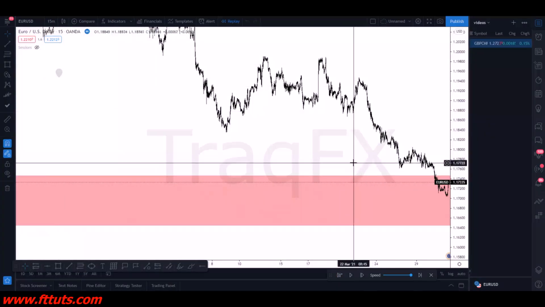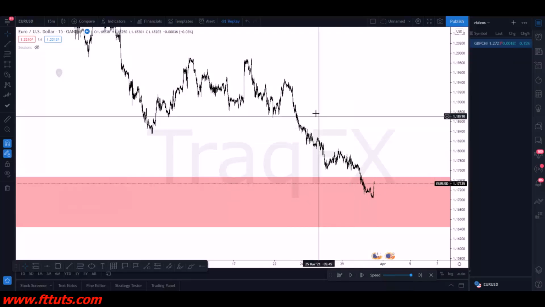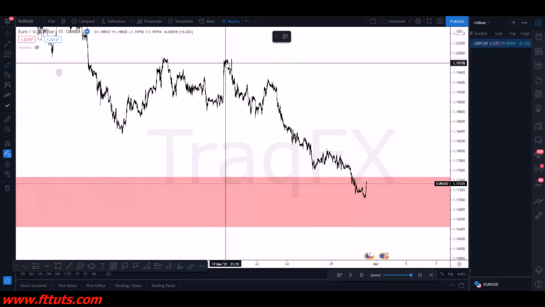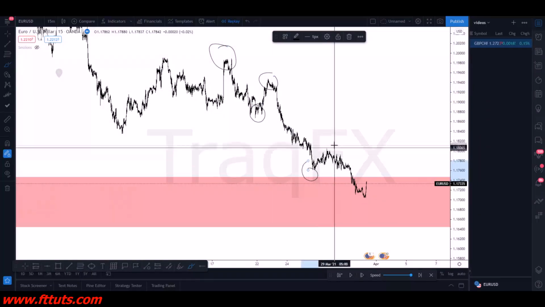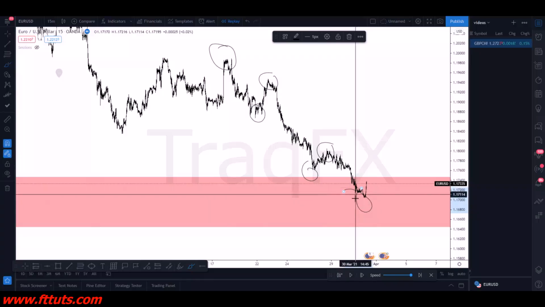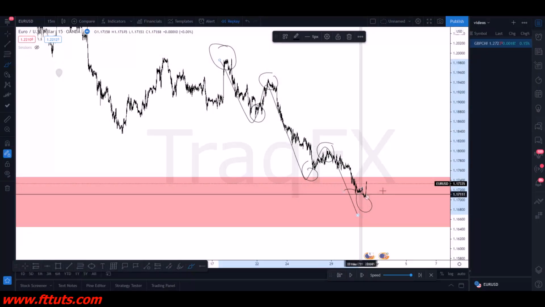So macro structure, we're bullish. Micro structure, we're bearish, right? So how do we analyze this? Well, let's look at the micro structure. We have a high, we have a low, lower high, lower low, lower high, lower low. Now we see that the market is creating lower lows, lower highs on the smaller time frame.